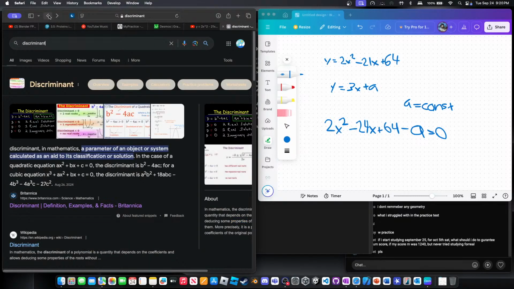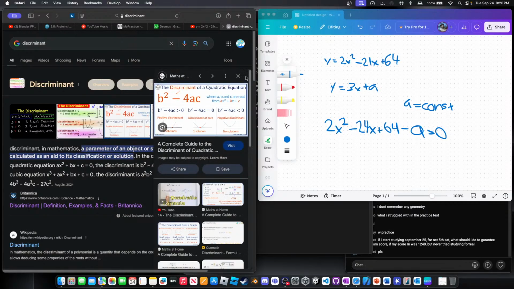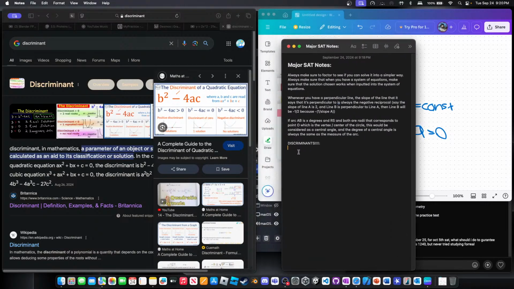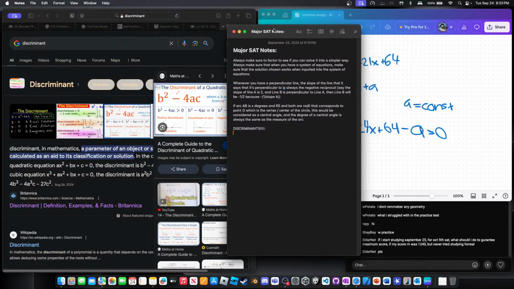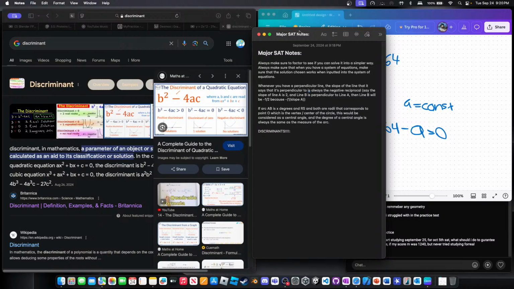Let's see. Oh, that's interesting. Okay, this is a good photo here. I have to know some circles as well. A couple of things I gotta study for.